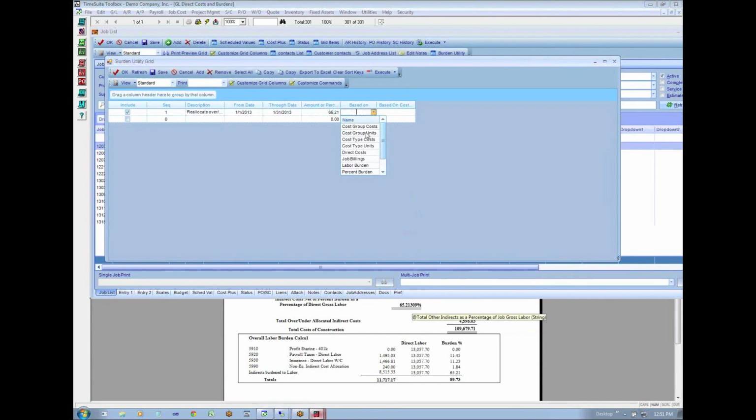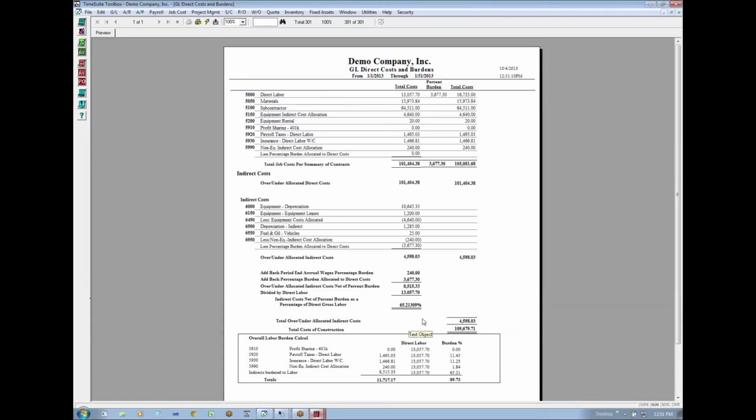$21,309. Okay, and we're going to base it on cost group costs, and we're going to base it on labor. So we're going to allocate our over/under allocation based on labor. Now if we look at this report, it gives us our direct costs, and then it gives us our indirect cost pool, the subtotal, and then it adds back the accrued wages percent burden and the percent burden allocated to the direct costs, which is this number here.